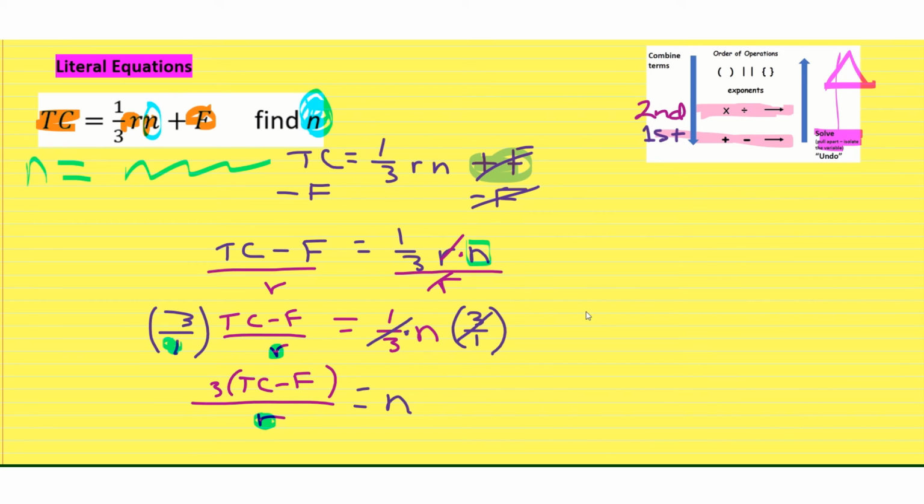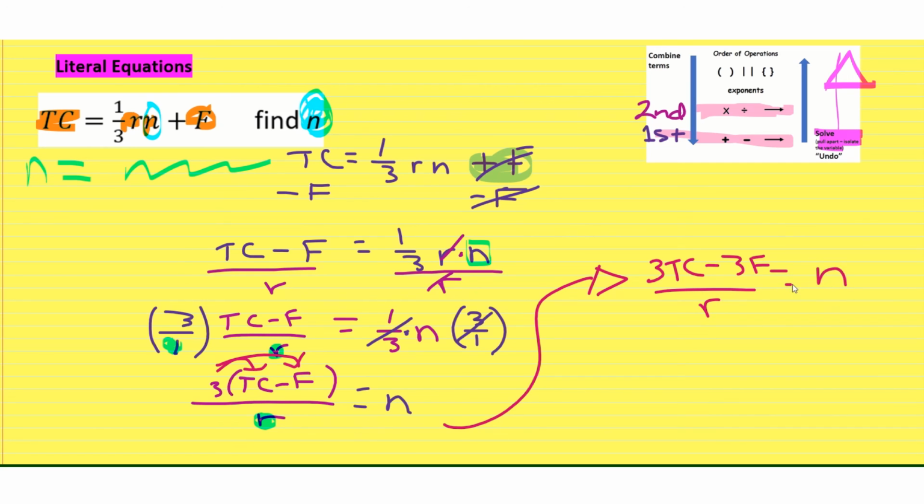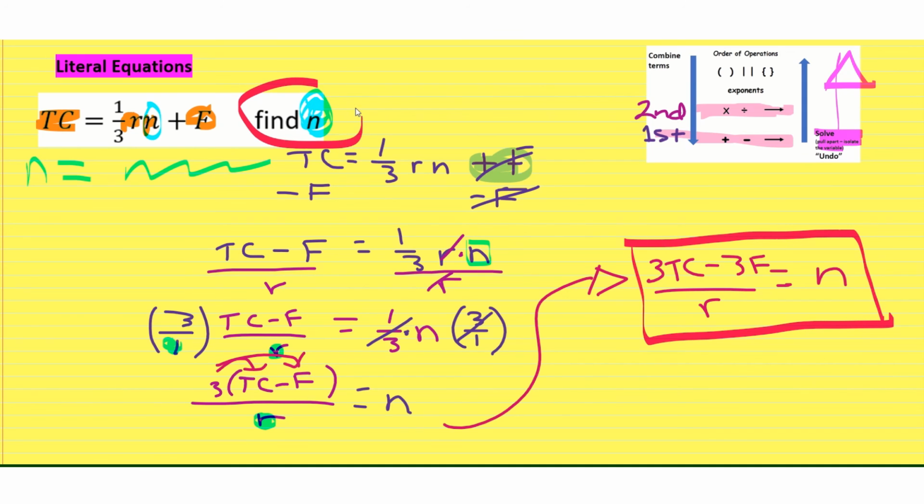Now, if I want to clean it up just a little bit, I can actually distribute this 3 into the parentheses. So let's go up here and rewrite it. If I distribute, 3 times TC is going to be 3TC, and 3 times the negative F is going to be negative 3F, and that is all over the R, and that is still equal to just the N. So right there is the final answer for solving for the N. We just solved for the N, and there's what N is equal to.